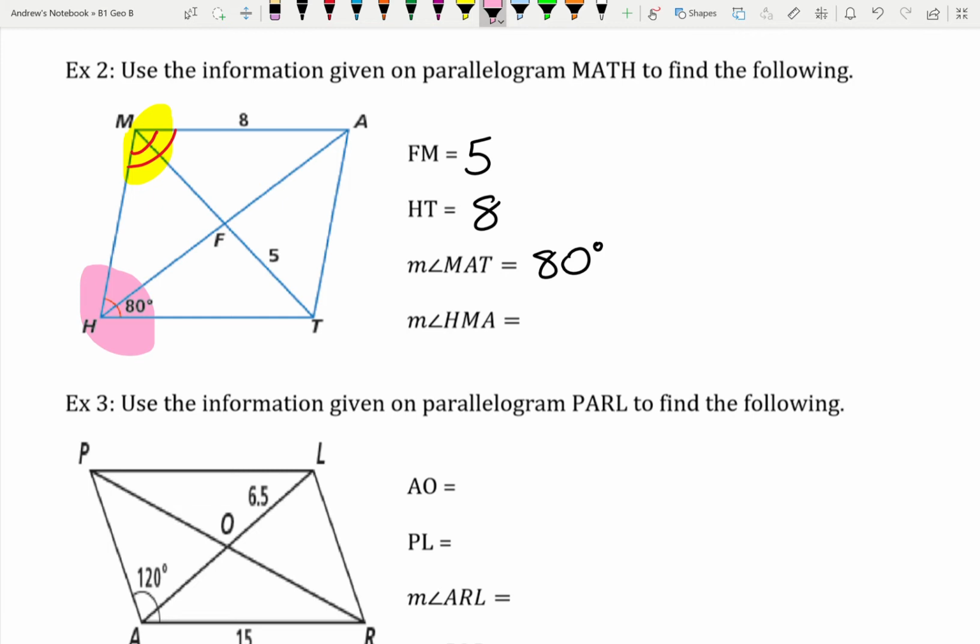So what that means is that if I know that that one's 80, that one up top is going to have to be 100 degrees, because I have to add to 180. If I've got 80 of it, I need another 100 to get the rest of the way. That's all we're really doing with those. We're just using the properties and saying, all right, what information do I have? How could I set things up? What do I need?